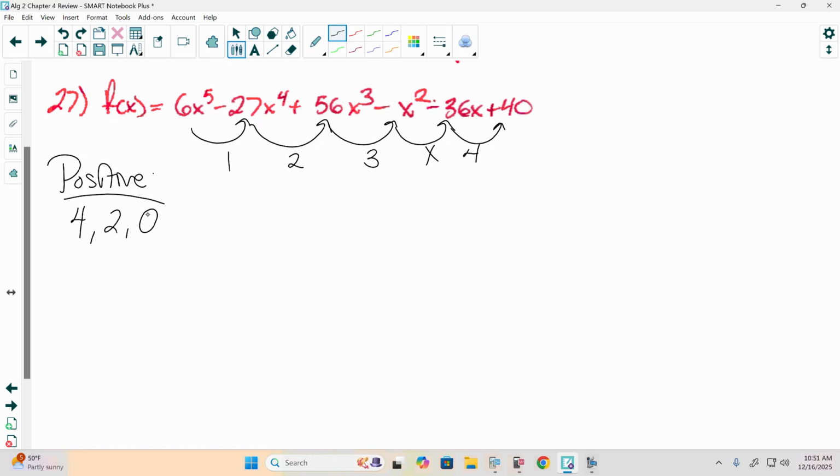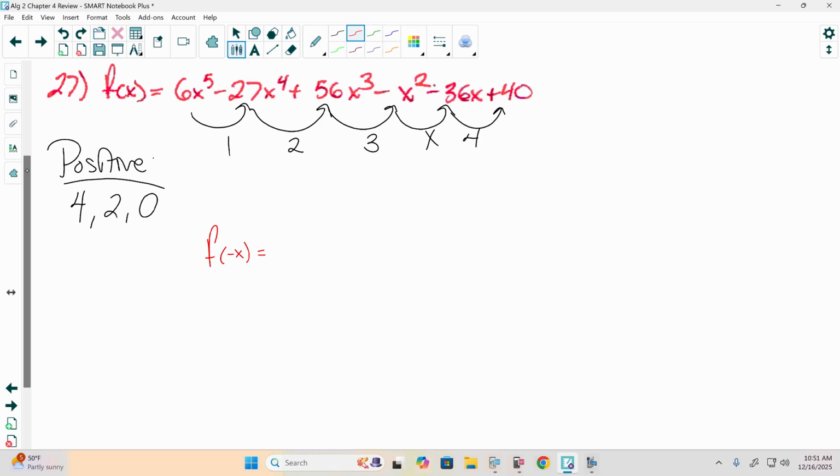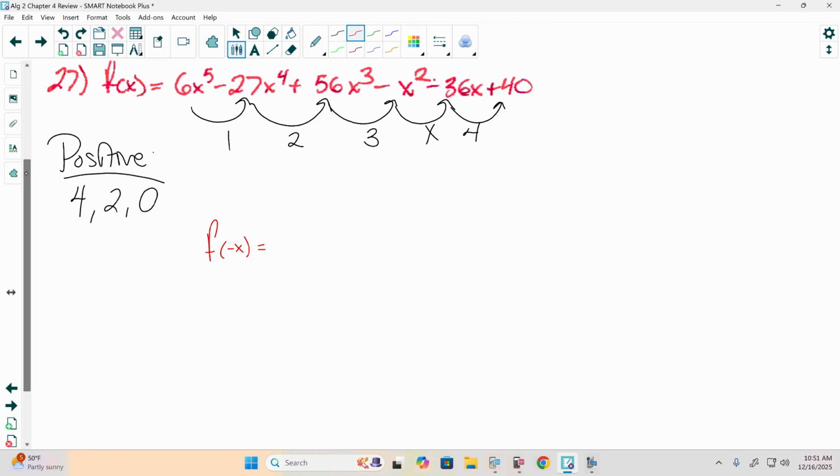Now, the negatives. F of negative x. So to find the negatives, we have to plug negative x in for every x and simplify. Now, to keep it simpler, because we're mainly focused on the sign change from term to term, but we got to plug that negative x in first. And when we looked at this originally, and we've talked about this before, to determine how this is going to affect each term, we look at the exponent attached to the variable.